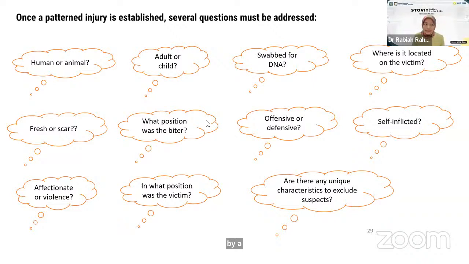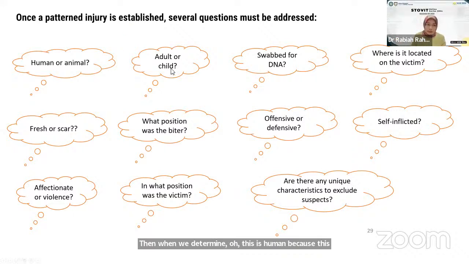So we have to determine whether it is human or animal. Then when we determine, oh, this is human because of this and this, we have to determine whether it is adult or child. And if it is recent, we swab for DNA analysis. We have to bear in mind that this is not just a bite mark. There's biological evidence left there, that is saliva, if it is still recent.